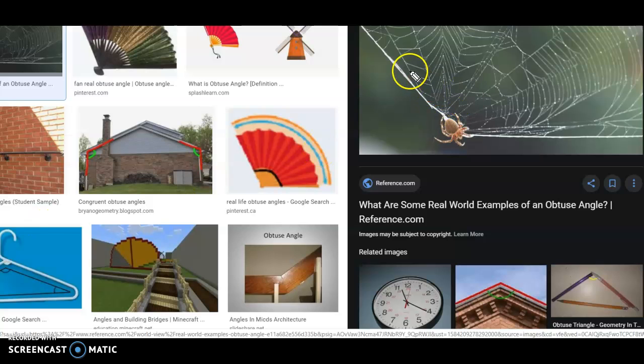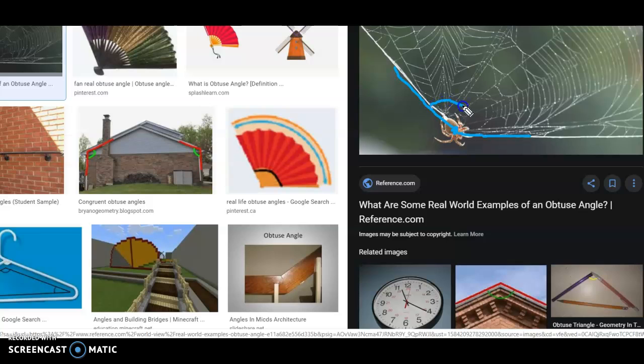That's gone. So if we connect this angle, the spider actually works as the vertex. Ooh, I'm learning how to use this pen. There we go. I'm doing the best I can. There we go. The spider works as the vertex right there, and then the other line creates the obtuse angle.